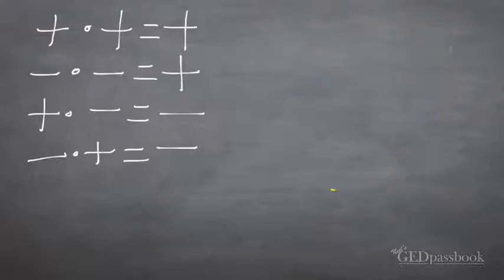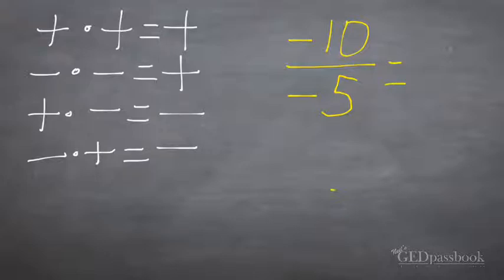What is negative 10 divided by negative 5? Well, again, ask yourself about the numbers themselves. What's 10 divided by 5? Then ask yourself, let me look at my signs. A negative divided by a negative, I should say, is what? So guess what? That's my final answer, 2.